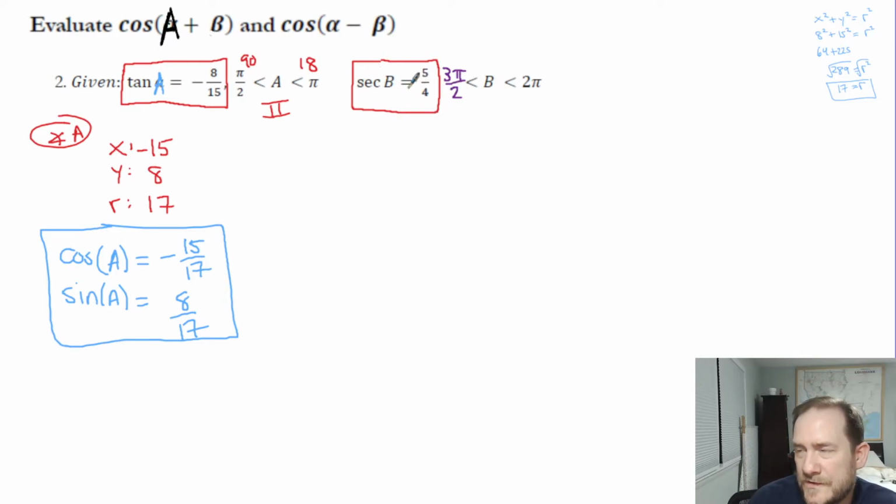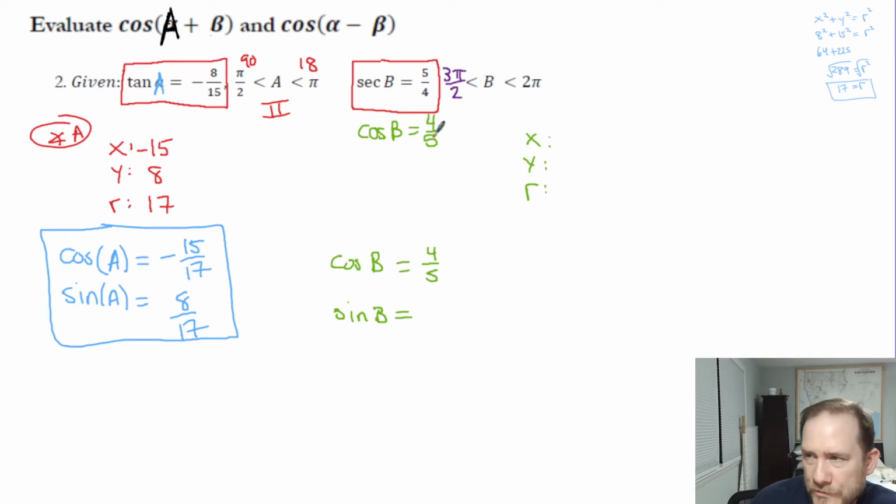Angle B is a secant, so right away I'll probably just rewrite that as cosine of B equaling 4/5. By the way, that's one of the things I need. I'm going to need the cosine of B, and it's 4/5. But I'm also going to need the sine of B. So to find that, we do our x, y, r. Knowing cosine means that we know x and r. So x is 4, r is 5.